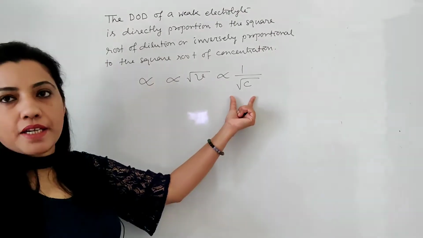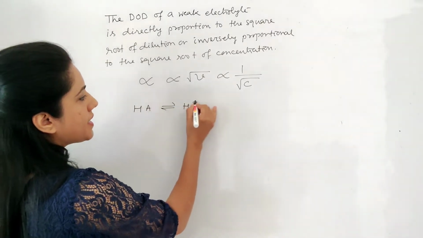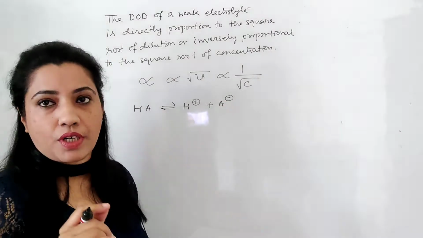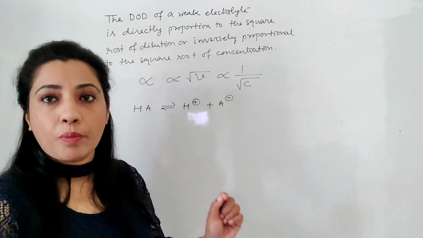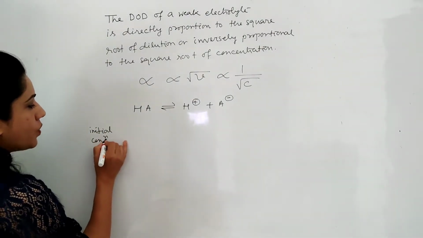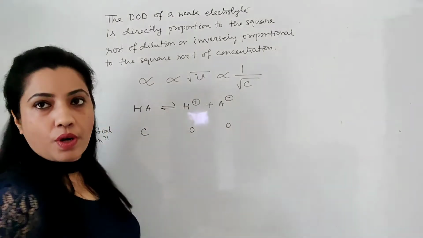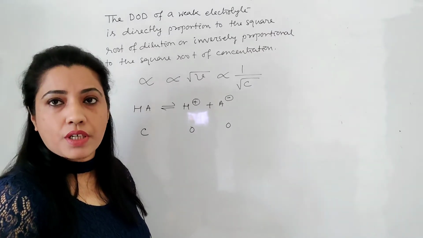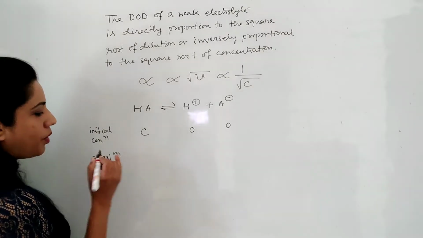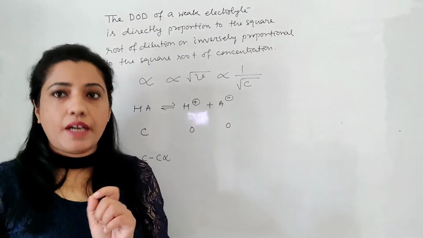Now we need to prove this part. Let us take the same acid again, HA giving you H plus and A minus. Now we are considering the initial concentration. In the previous case we took the initial number of moles. Now we are taking initial concentration. So initial concentration, you consider this as C, this is 0 and this is 0. Alpha being the degree of dissociation, at equilibrium, what will be the concentration? At equilibrium, concentration is C minus C alpha. See why this is. Alpha is the degree of dissociation.